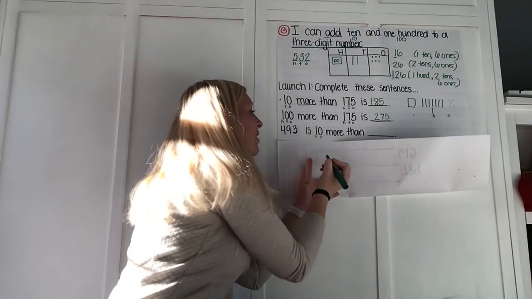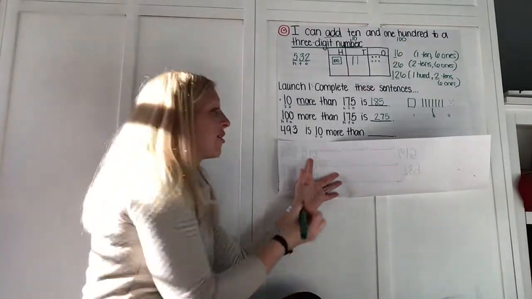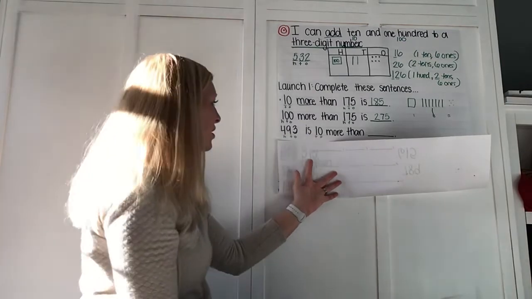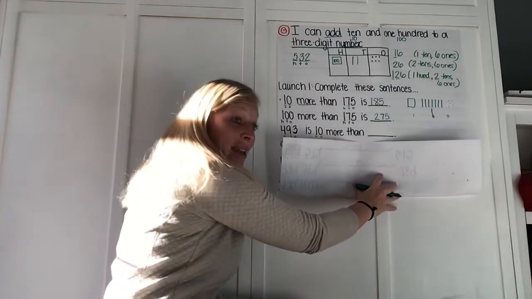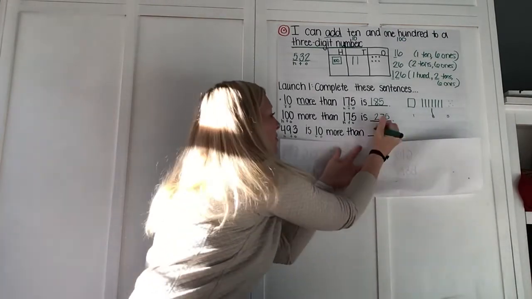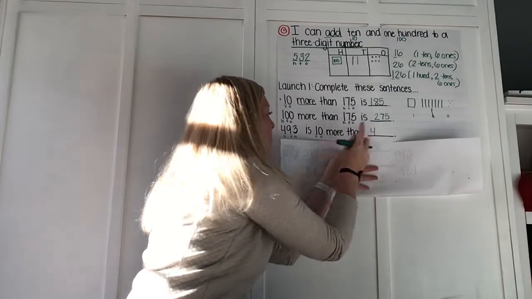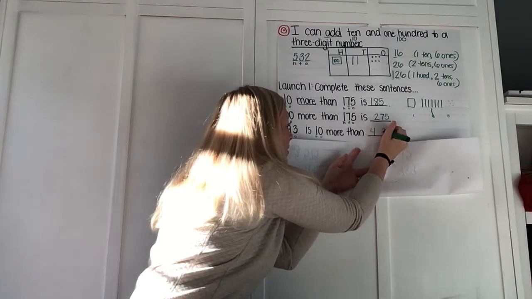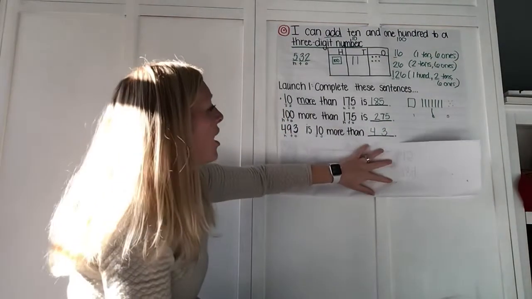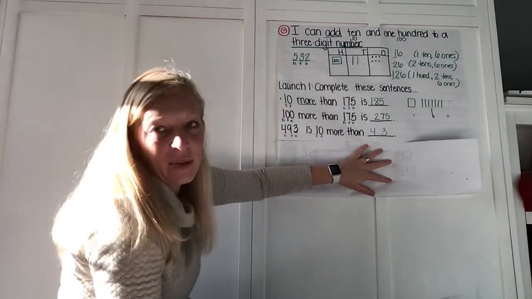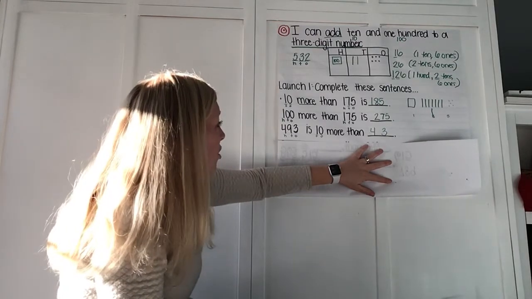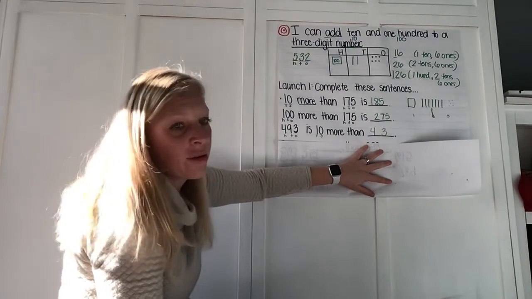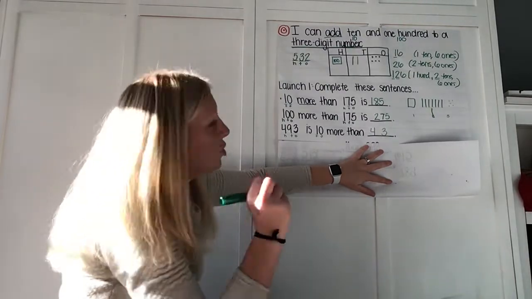10 more or 10 less, right? We have our hundreds, tens, and ones. So what places are going to stay the same? My hundreds, because there's no hundreds in the 10. My ones. Okay, so then now we need to know, how will my tens place change? So 493 is 10 more than 403.